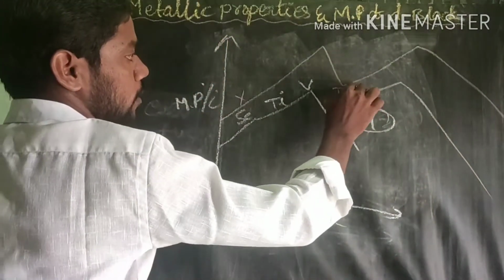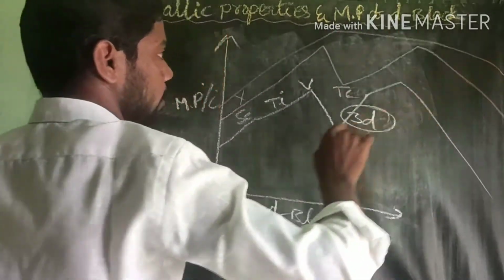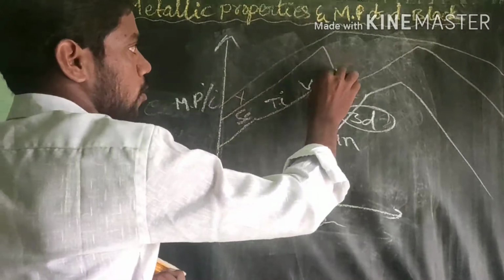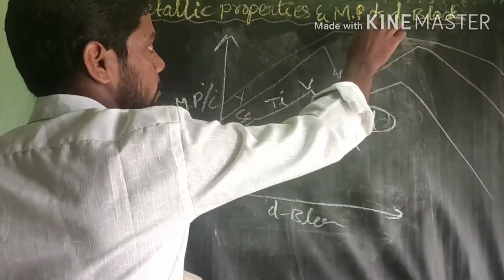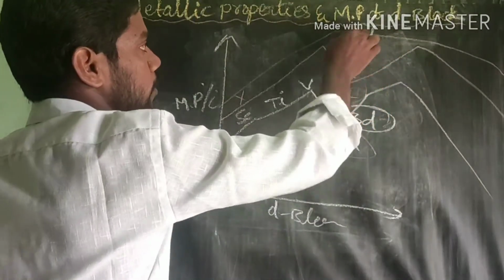This is technetium. Next, the melting point increases like this. This is the 4D series. Next, the 5D series. Therefore the metallic character increases, except with a completely half-filled element.